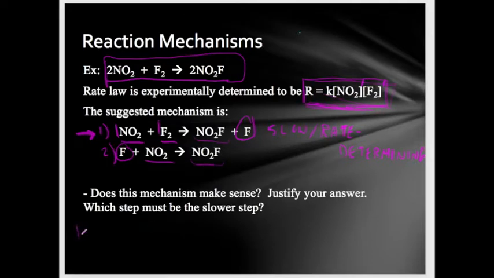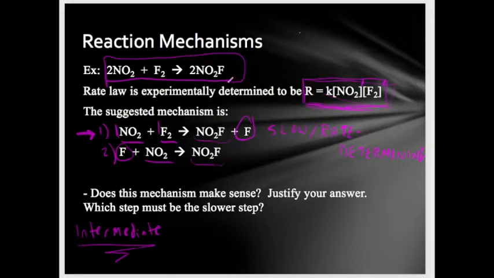You need to write this down and know it, and know how to determine what an intermediate is in a reaction mechanism. An intermediate, you need to write this down, is a chemical that is produced in one step, but then consumed in another step, and thus it never shows up in the overall reaction.